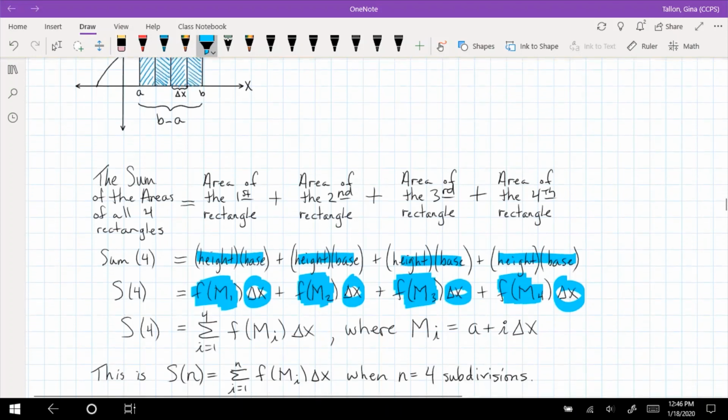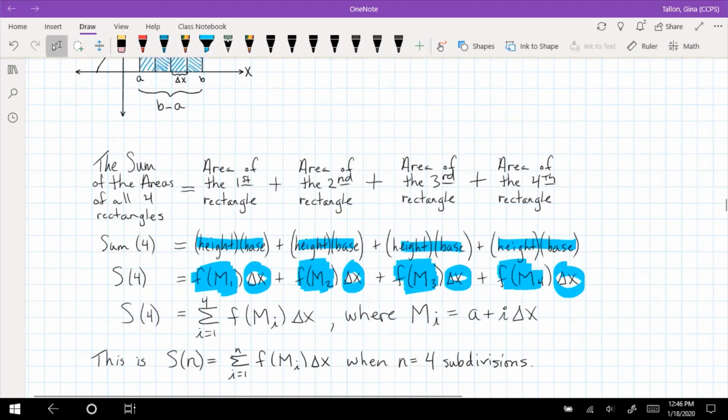So I'm doing this 4 times. This now gives me the summation as I goes from 1 to 4 of f of m sub I. See the I changes from 1 to 4, which would be m sub 1, m sub 2, m sub 3, and m sub 4. And the m itself is a plus I delta x. And that was from previous in our work. So hopefully you have that.